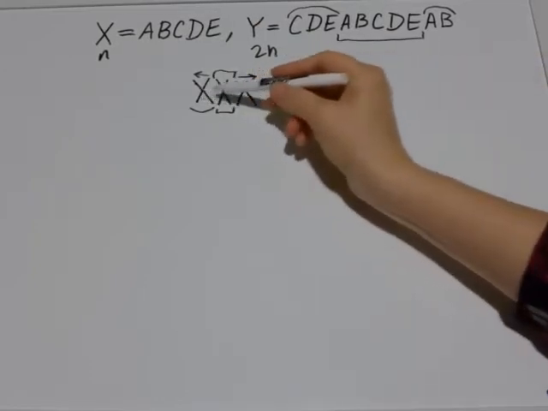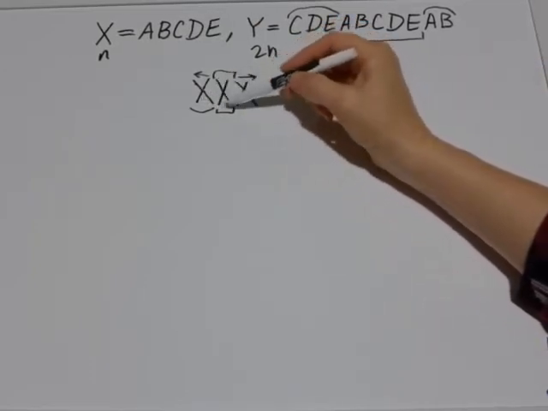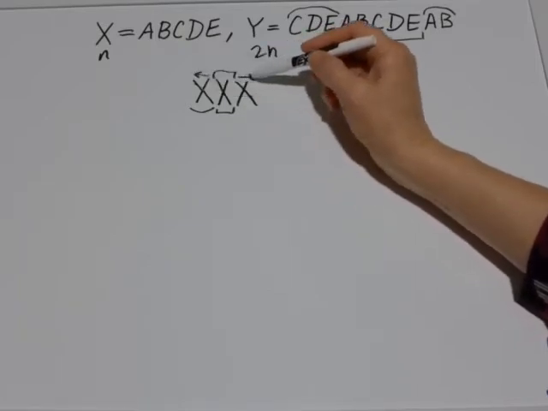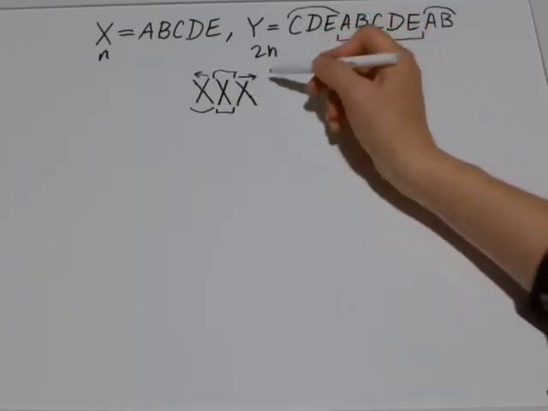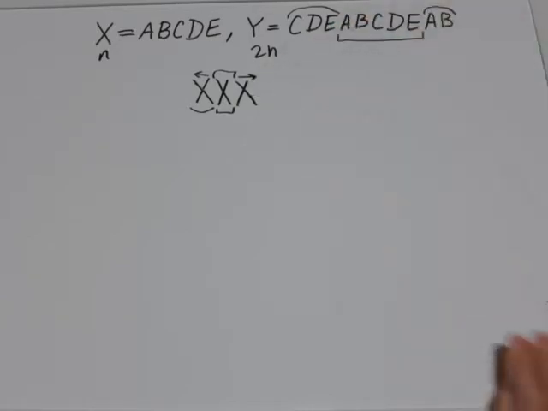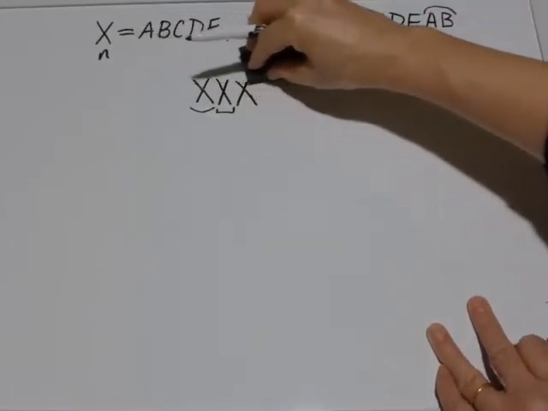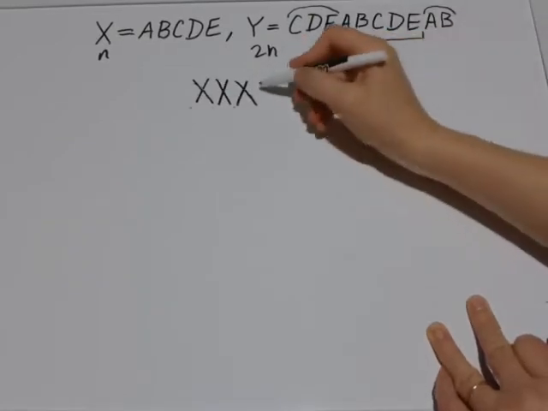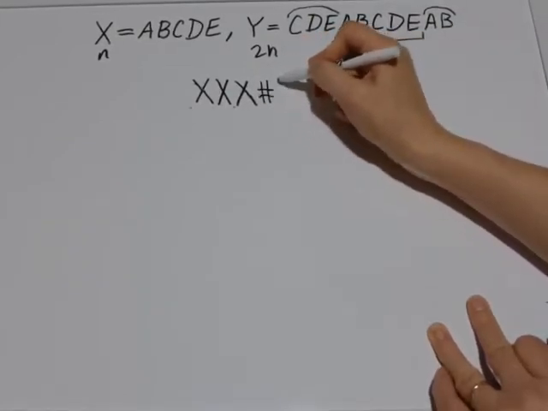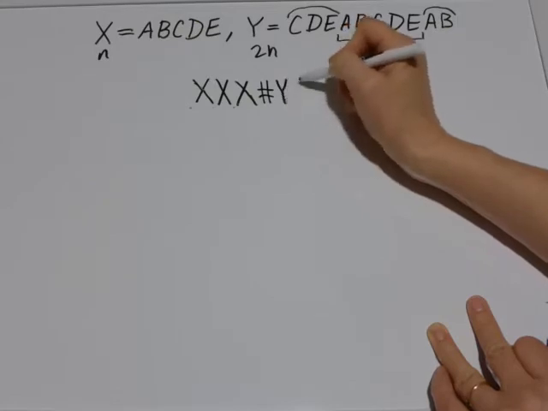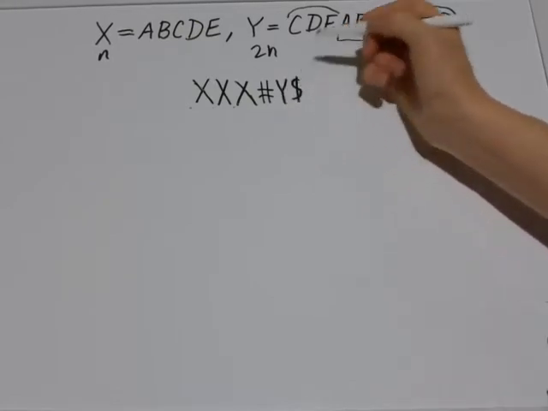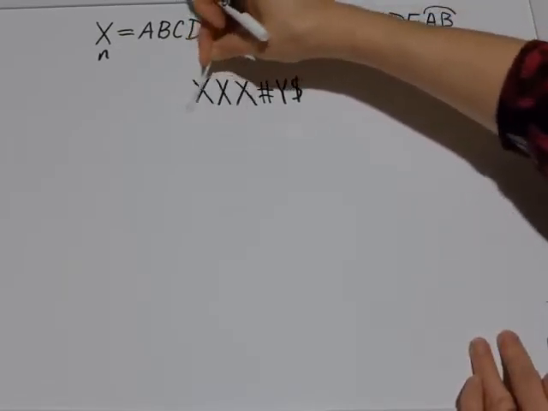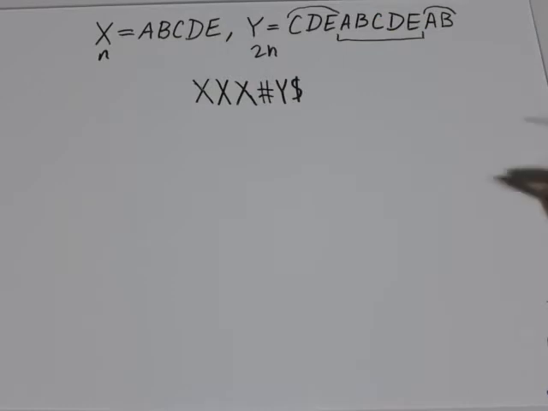So if you attach x, x, x, then you will have x inside and all possible suffixes from this x and all possible prefixes from this x. And after that you can attach a pound sign and concatenate y and concatenate a dollar sign. In this case you will be looking at the string x, x, x, pound, y and dollar sign.